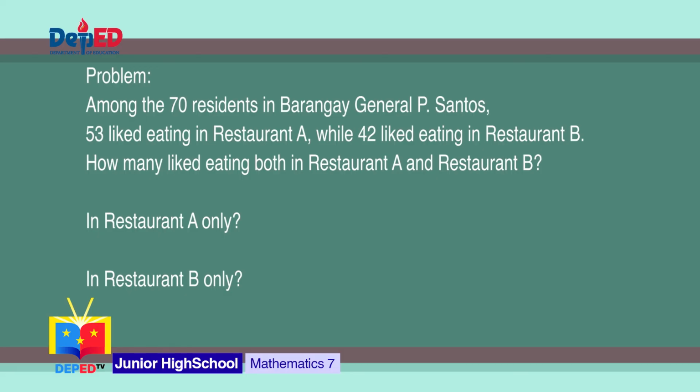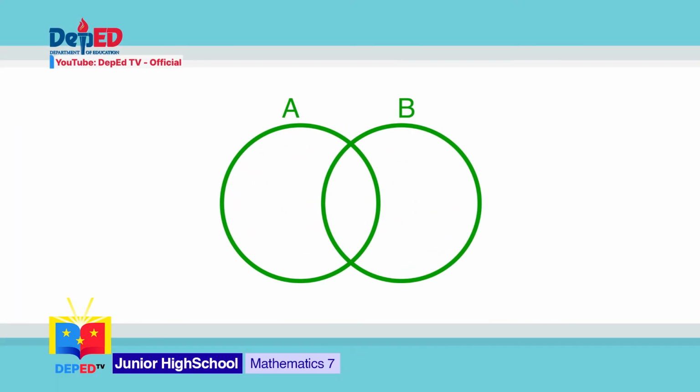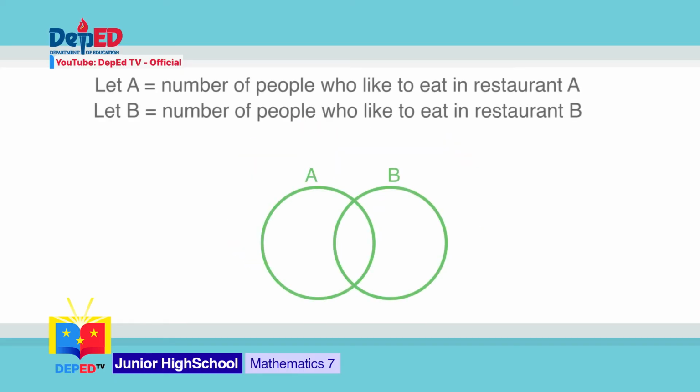I will let you complete up to step 3, but first, let me help you by giving you a hint. Refer to this diagram which somehow sums up the situation described in our problem. Let's say A represents the set of people from Barangay General P. Santos who like to eat in Restaurant A, while set B represents the set of people from the same barangay who like to eat in Restaurant B.